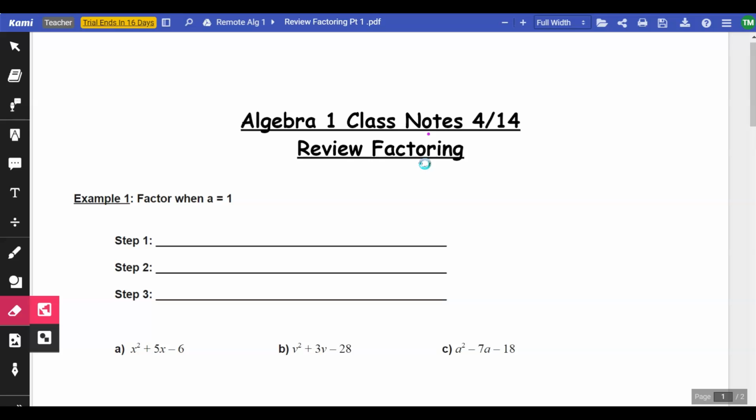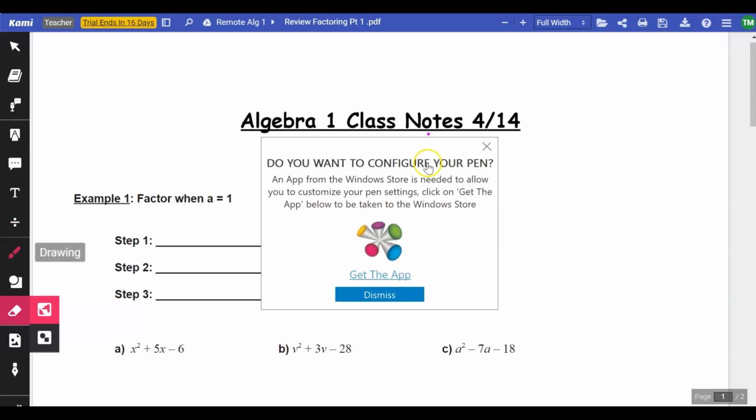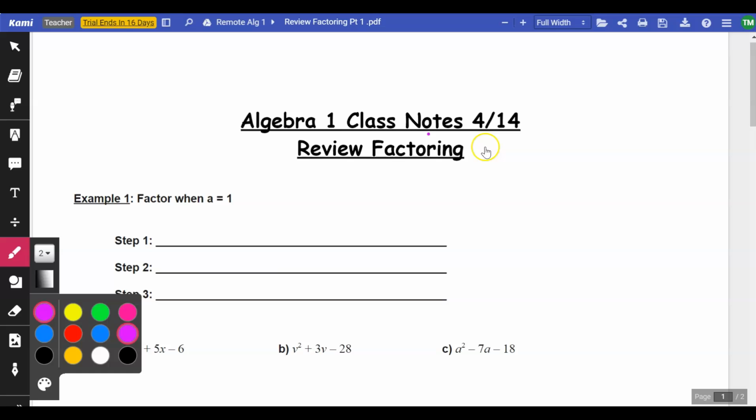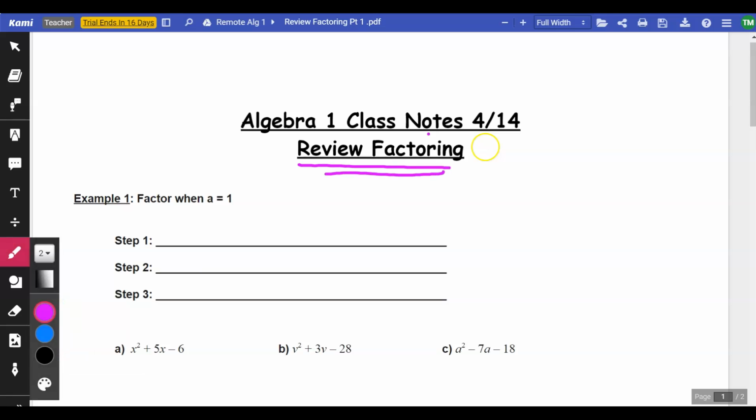All right, let's go ahead and get started on today's notes. So before we can continue on in our Algebra 1 journey, we actually need to spend some time reviewing factoring. So we're going to review factoring today.